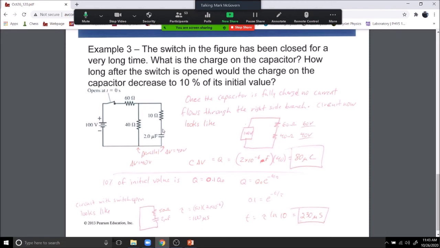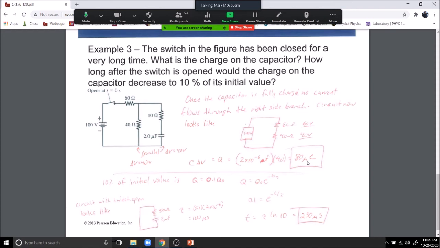Now, because no current flows to the right-hand side, the 10 ohm resistor is basically ignored, because resistors don't do anything if current's not flowing through them. It's not like capacitors, where they get charged and can maintain a potential difference. The only reason potential differences exist in resistors is when current flows through them. So based on 40 volts, we can work out how much charge is on the 2 microfarad capacitor. We use the capacitor equation: the capacitance is 2 times 10 to the minus 6 times the 40 volts, and we get 80 microcoulombs. Okay, so that is the initial part of the question here.